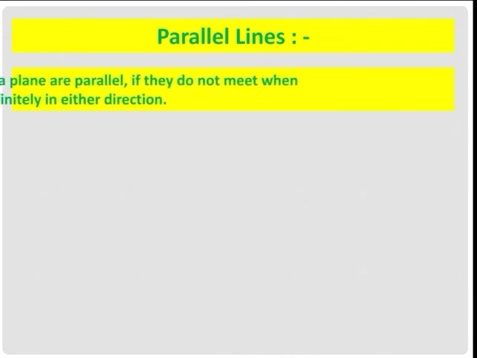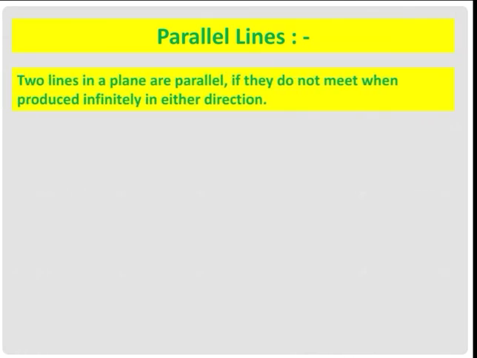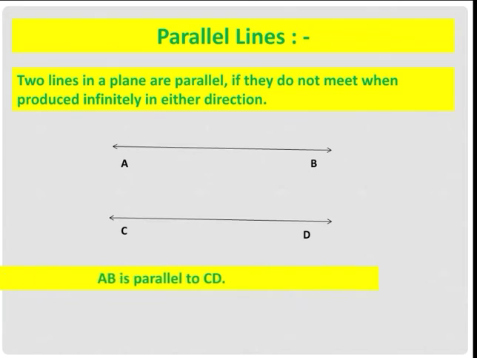Now what are parallel lines? Two lines in a plane are parallel if they do not meet when produced infinitely in either direction. Here the line AB is given. Then here line CD is given. If we extend these two lines in any direction, they can't meet each other, then these two lines are parallel lines. So here we can say that AB is parallel to CD.